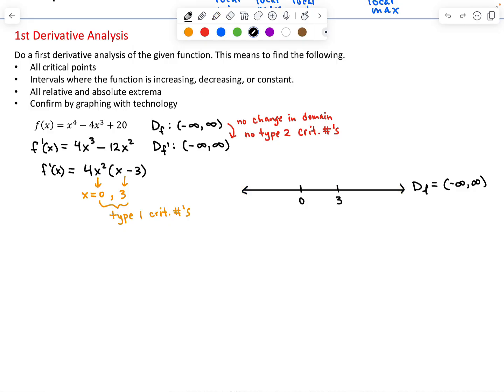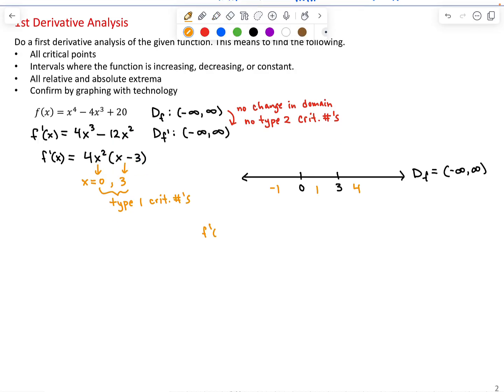For each subinterval, we're going to pick a sample x value. So negative 1 is less than 0. Between 0 and 3 is 1. And more than 3 would be 4. And it doesn't really matter which test value you pick. And then we plug these into our derivative to see if the derivative is positive or negative. Most of this I would do in my head, but I will write down what I'm thinking. And I recommend you use the factored version of the derivative.